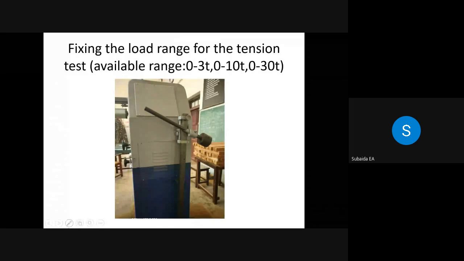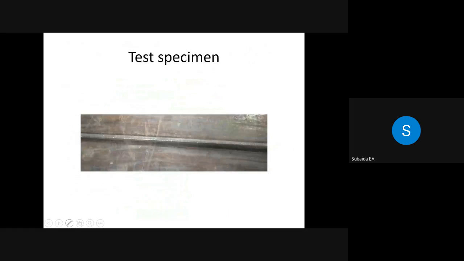Okay. Similarly, if it is beyond 10 ton, that means we are getting some 12 ton, 15 ton, or even 20 ton, then we can set it within the range of 0 to 30 ton. So if it is used for this 0 to 30 ton, we have to use a counterweight also. Then the load applied will be according to this range. Accordingly, we have to change the dial.